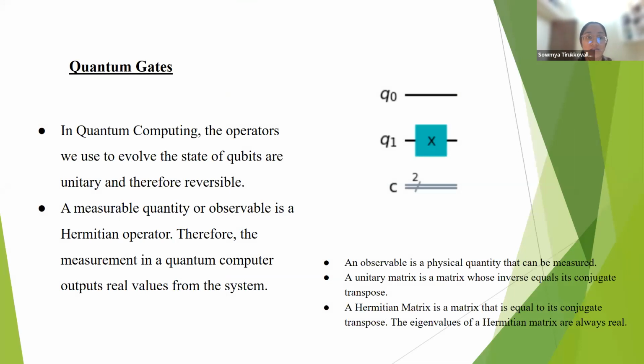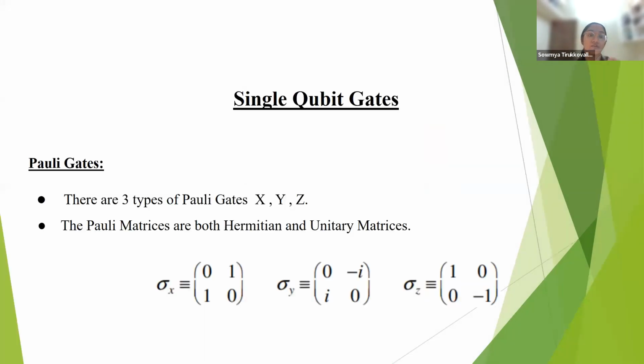So quantum gates are the operators that evolve the state of the qubits, and they're unitary and therefore reversible. A measurement quantity or observable is a Hermitian operator, so therefore the measurement in a quantum computer outputs real values from the system. One of the important single qubit gates in quantum computing are Pauli gates, which are denoted by X, Y, Z. Their matrix form is known as Pauli matrices, and they're both Hermitian and unitary.